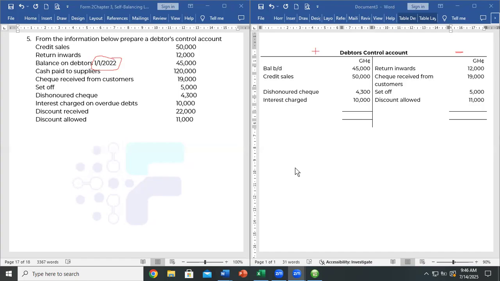I don't know if you have your calculator. Let's get the totals for the debit side and total for the credit side. On the debit side we have 45,000 plus 50,000. That's 95,000. Sorry. Added to this, that will be 99,300, plus 10,000. Right. So I think that will be 109,300. Please confirm for me those with calculator.